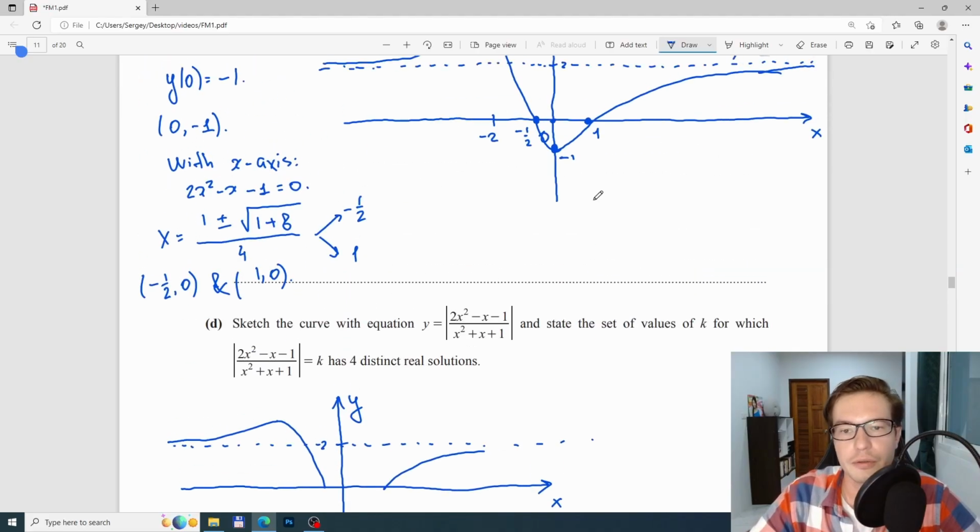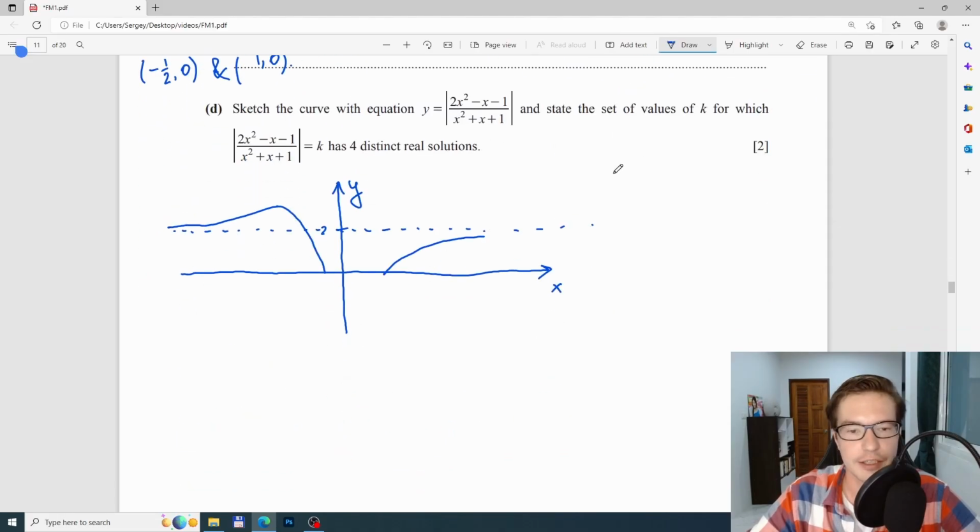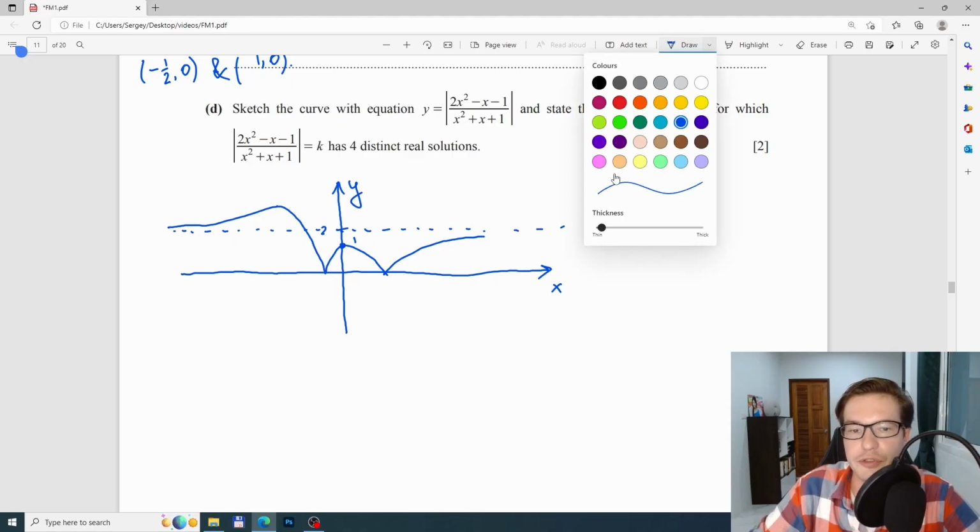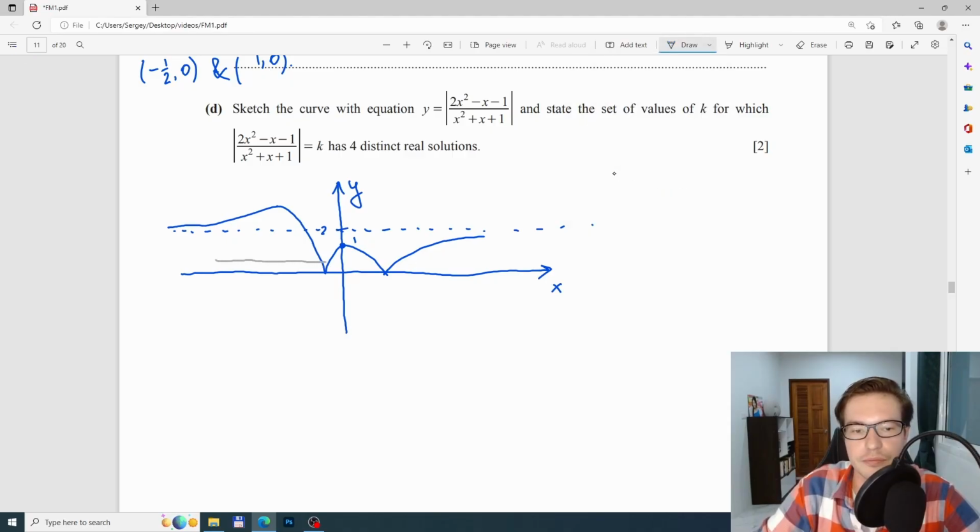Approaching the asymptote, so pretty much the same as before. And now this part in the middle, look at that, between -0.5 and 1, should be reflected on the x-axis. So it should look like that. And instead of -1, we have +1. Now the question says, find the set of values of k for which the equation, the curve equals k, has 4 distinct real solutions. So basically that's going to happen when we have 4 intersections with a horizontal line. For example, it could be something similar to that. Right, so we have 4 points of intersection.